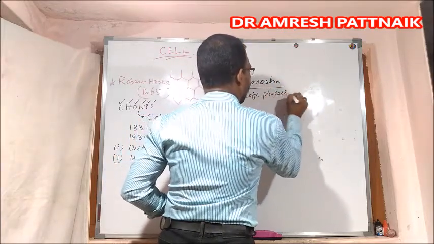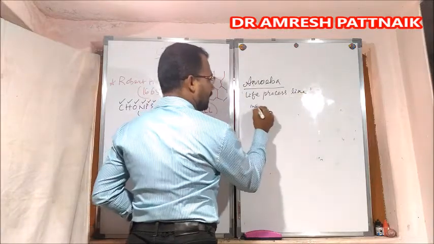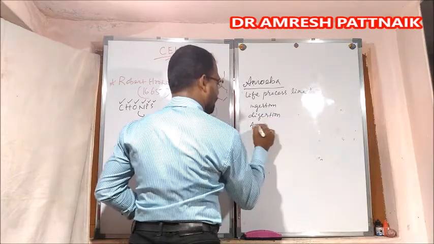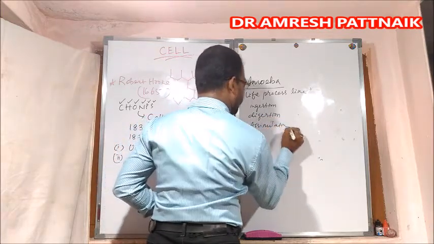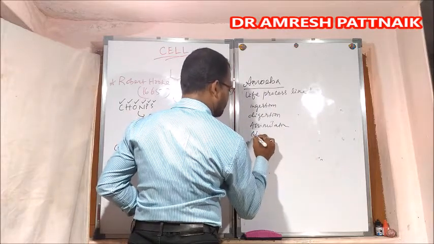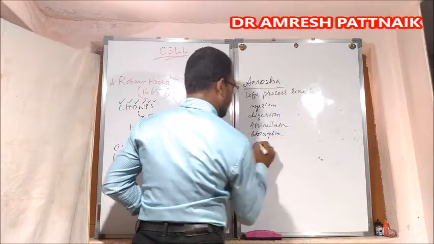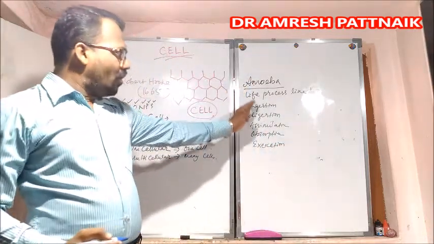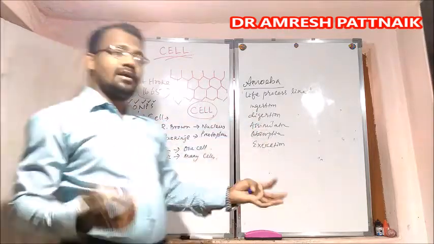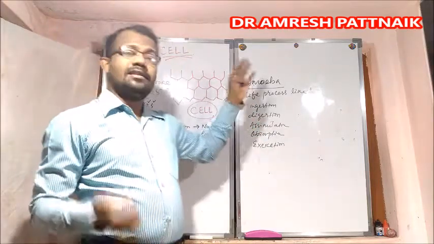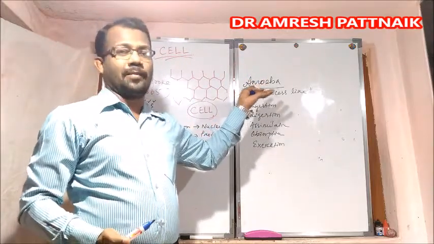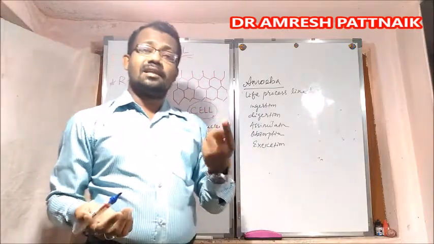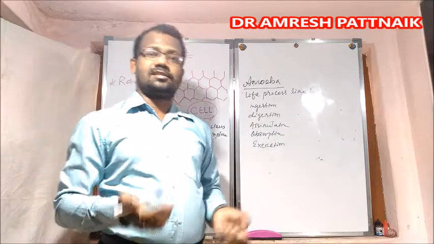life processes like ingestion, digestion, assimilation, absorption, excretion. All these are the life processes, which are the combined effort of the single cell present in the case of amoeba. So we can say amoeba is unicellular, in the sense that a single cell can combine all these life processes.